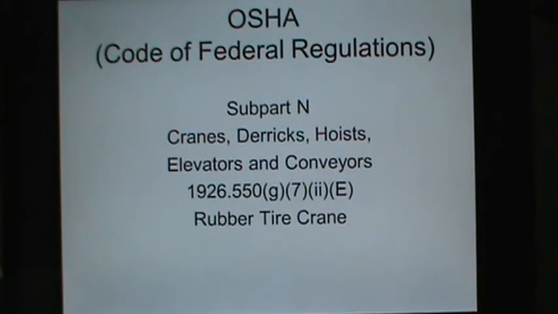We'll flip over a few pages, and we're going to find this paragraph, 550G7II. Now, I know it's going to be tough to find that. That's a mouthful right there. But see if you can find it, because it talks about travel being done with a rubber tire crane. And it talks about a 50% reduction of the rated capacity.